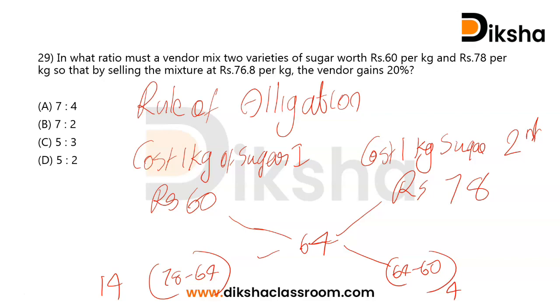If rupees 60 and rupees 78 should be mixed in such a way that it will be sold for 64, the difference of 60 and 64 should be the ratio of the second, and the difference of 78 and 64 should be the ratio of sugar of kind one, which is 14:4. You get it as 7:2 as the correct answer.